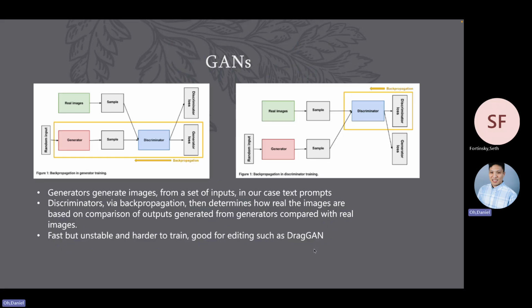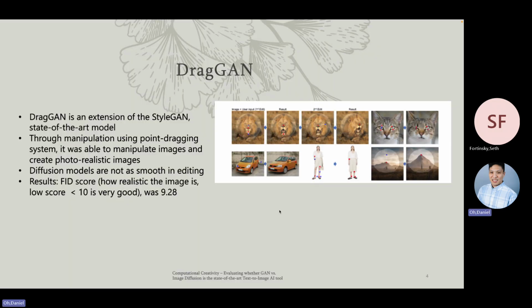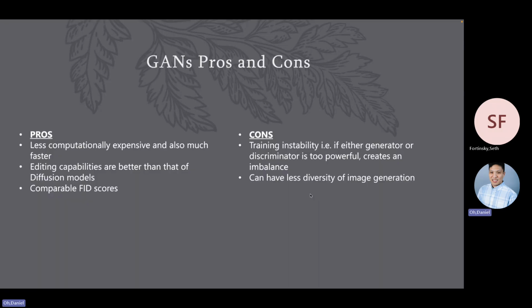So GANs generate images from a set of inputs and have a discriminator, which will then compare the generated outputs with real images. An example of this is DragGAN, which uses StyleGAN to manipulate images through point and drag systems. Some pros and cons of GANs are that they're less computationally expensive and also much faster, while having comparable FID scores. The cons are that the training may be unstable at times and can have less diversity of image generations.